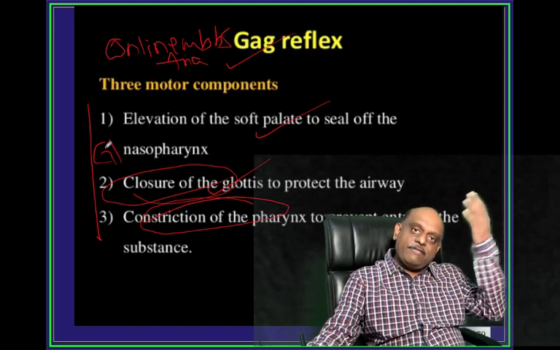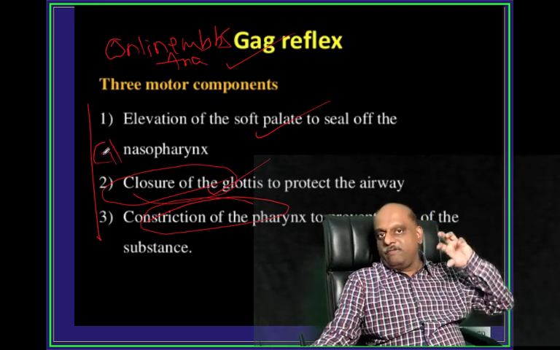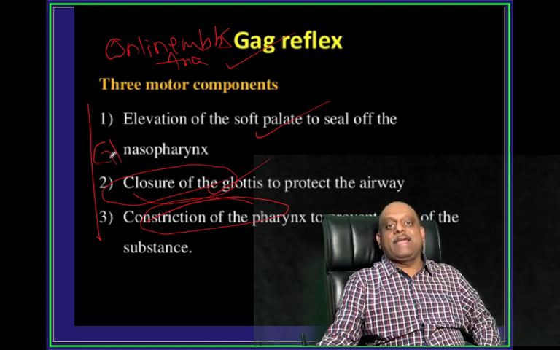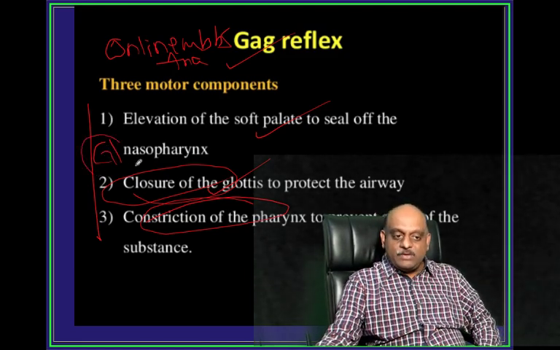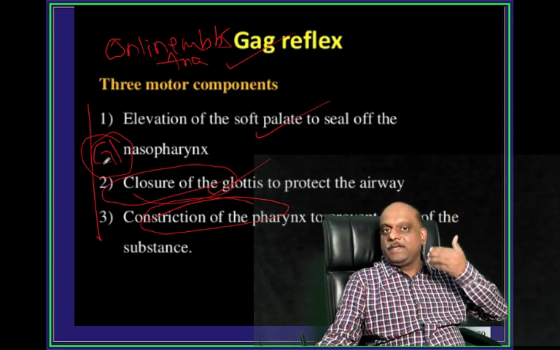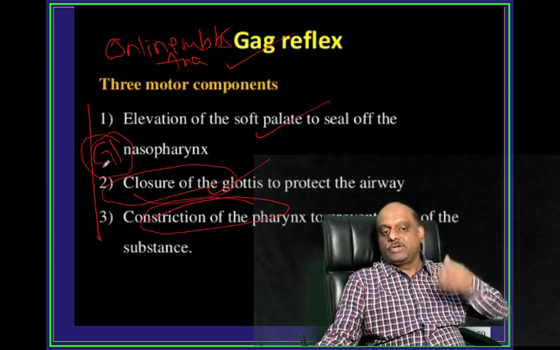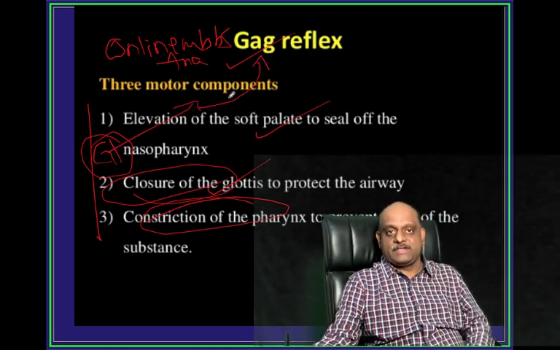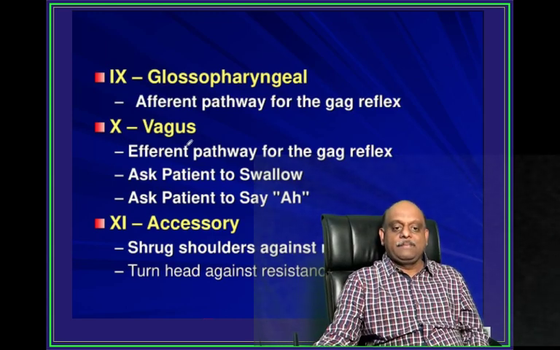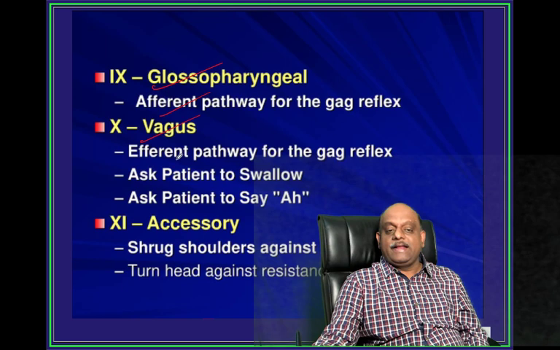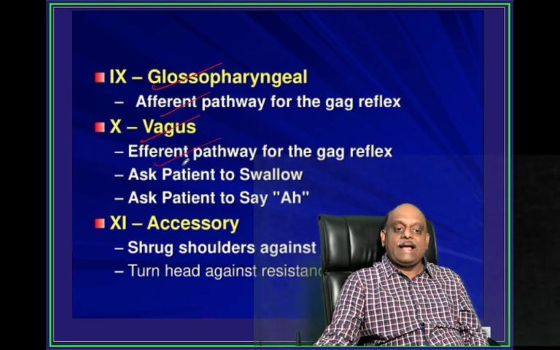Glossopharyngeal is the afferent. Vagus, because most of the pharyngeal muscles are supplied by the vagus. Glossopharyngeal is the one which is carrying your sensory touch in the posterior one-third of the tongue. So that is the reason it is the afferent for the gag reflex, is what you need to remember. So glossopharyngeal is afferent and 10th cranial nerve, vagus, is the efferent for the gag reflex.